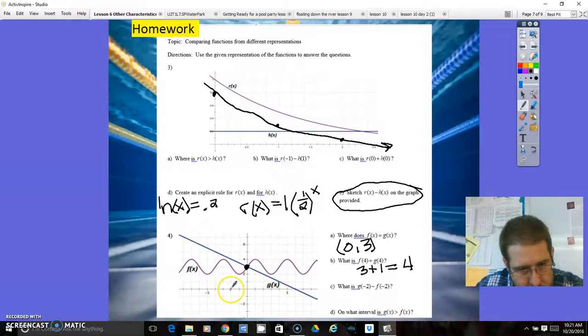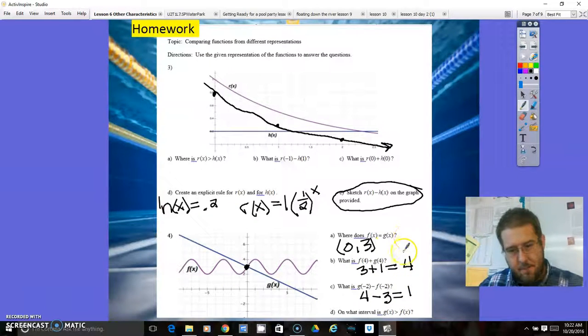What is g of negative 2? G of negative 2 is right there. So that would say that's about 4. Minus f of negative 2, which is about 3. 4 minus 3 equals 1. All right, so far pretty easy.